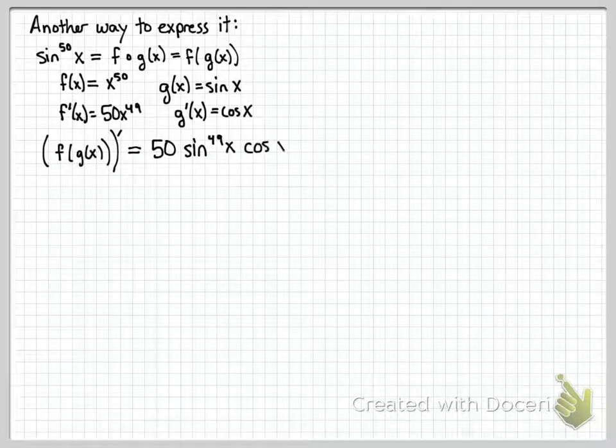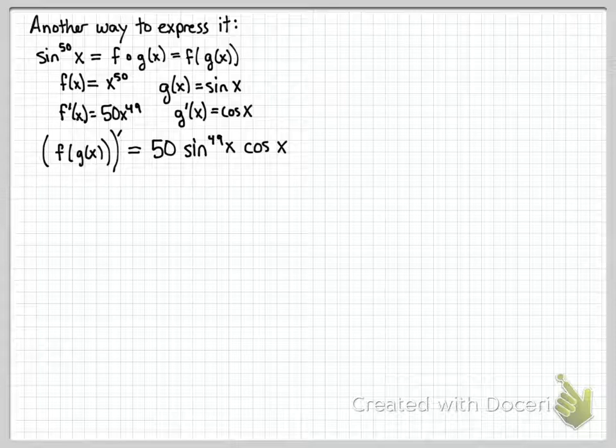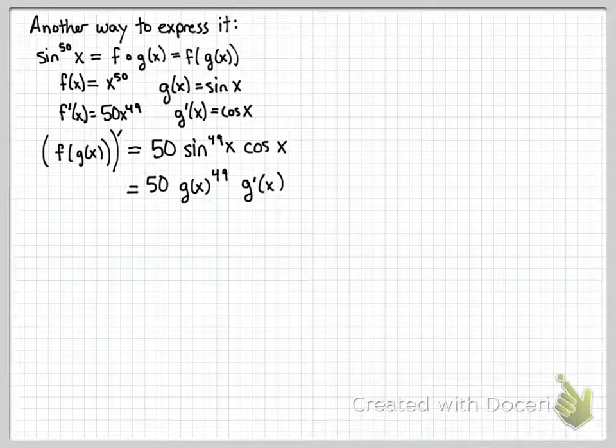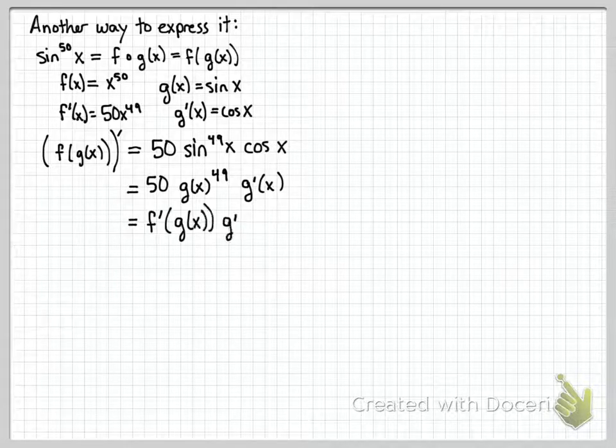And now I want to know what's the derivative of f of g of x, that is, the derivative of that original composed function. Well, I know from the previous slide that it's 50 sine to the 49th of x times cosine x. In terms of g of x, that sine of x is g of x, and the cosine of x is g prime of x. So I have 50 g of x to the 49th times g prime of x.